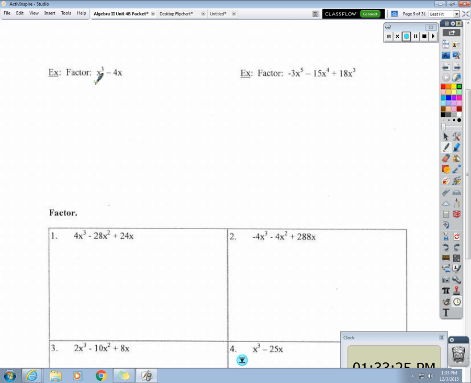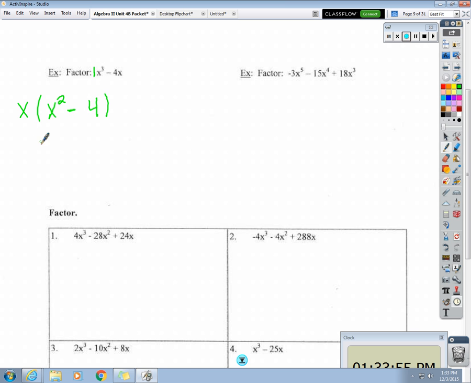Okay, this is an understood 1. So what's the smallest number? 1. But do we really have to write that? No. What's the smallest variable? X. So that's our GCF. Now, this had x cubed, but we factored out one of those x's, so how many are left? X squared. And then bring down the minus. Right, all that's left is 4 because you took out the x.